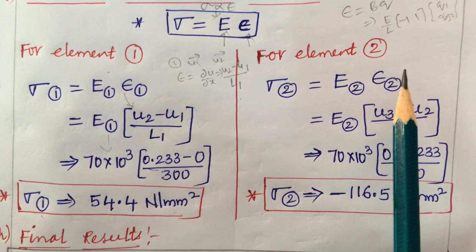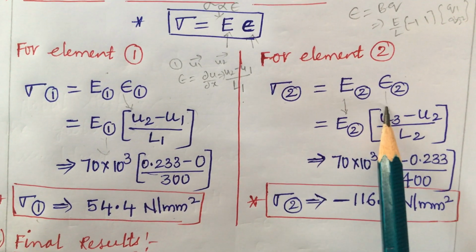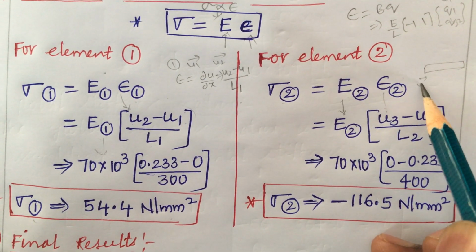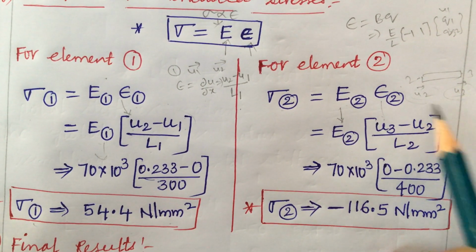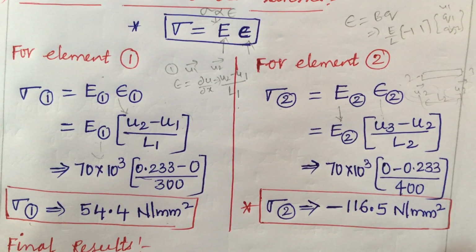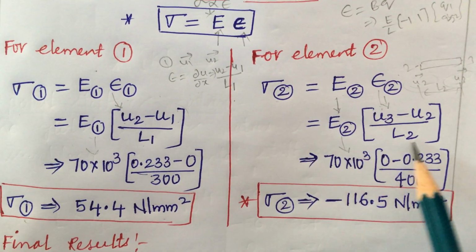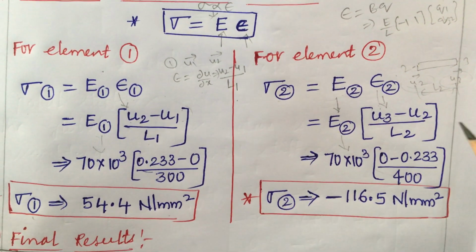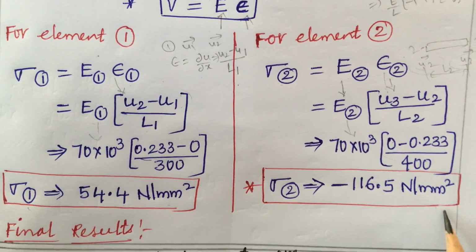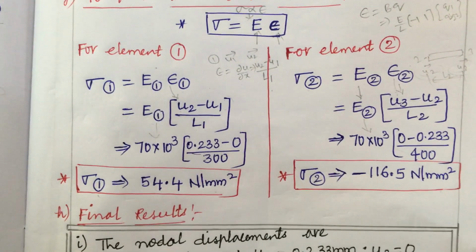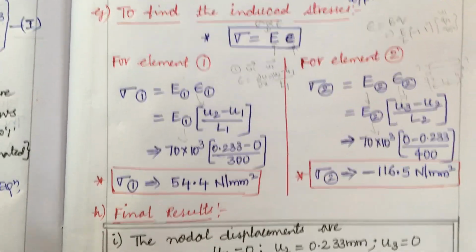Now element 2 similarly: sigma 2 equals E2 epsilon 2, where E2 is the Young's modulus. Epsilon 2 is for element 2 with nodes 2 and 3, so final minus initial displacement over the overall length L2, that is change in length by original length, which is the strain. Substituting these values, with U3 and U1 equal to 0 as they are fixed, sigma 2 comes out as negative 116.5 Newton per mm square. It is compressive, so this is how you are supposed to work out when the problem is asked in step by step sequence.